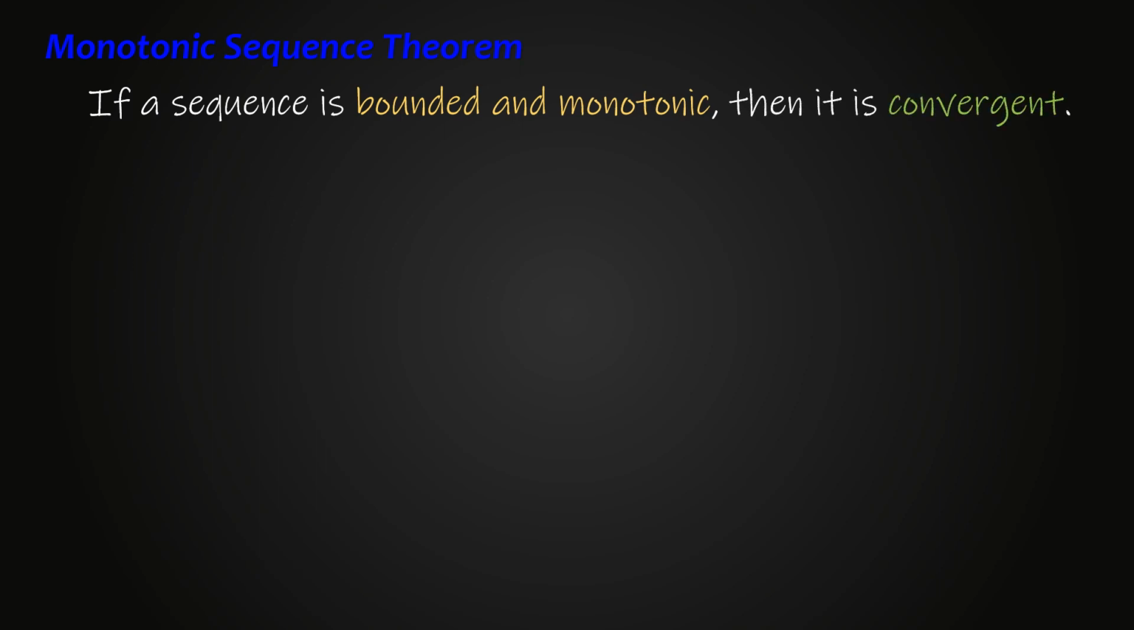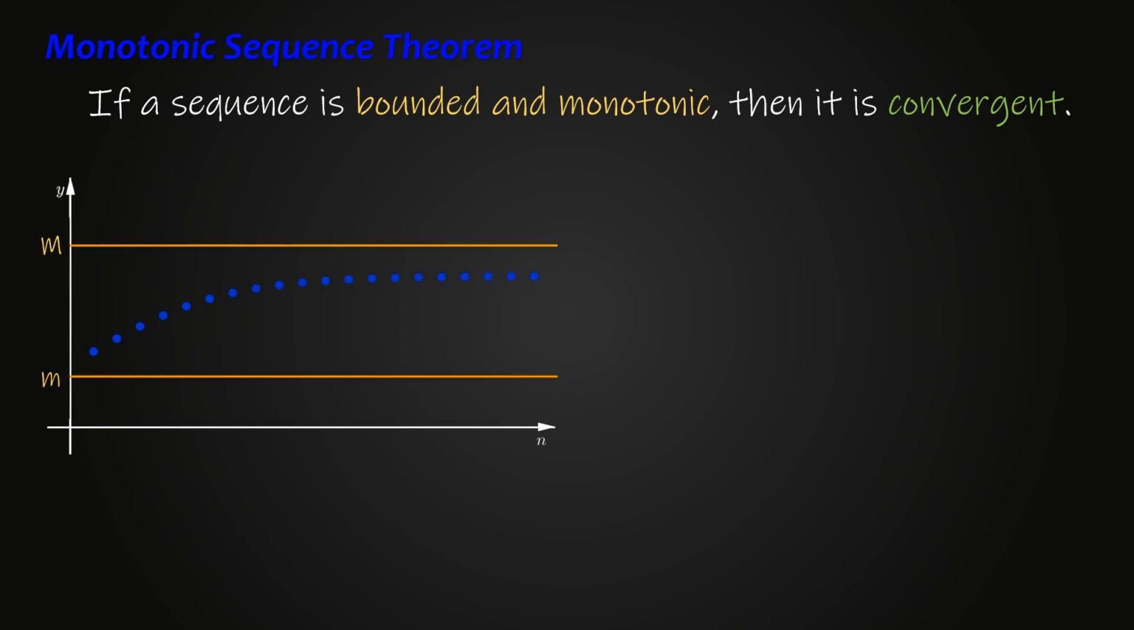Monotonic sequence theorem. It states that if a sequence is bounded and monotonic, then it is convergent. In the first graph, the sequence is bounded below and bounded above. That is, the terms of the sequence do not go beyond its lower and upper bounds. It is also an increasing sequence. Hence, it is convergent. And its limit at positive infinity is less than or equal to an upper bound m.